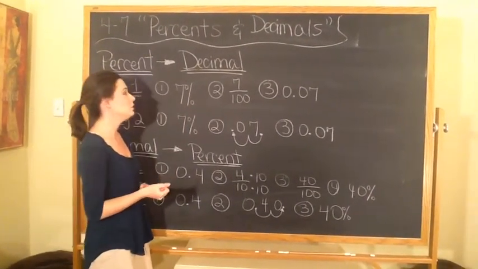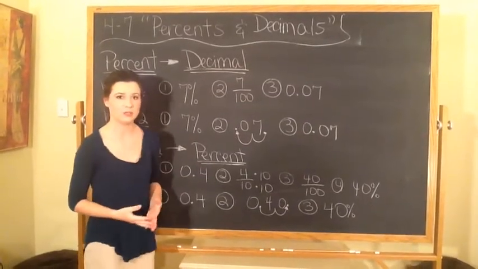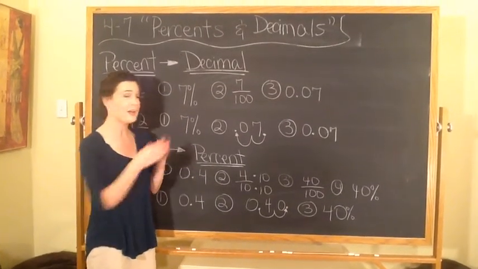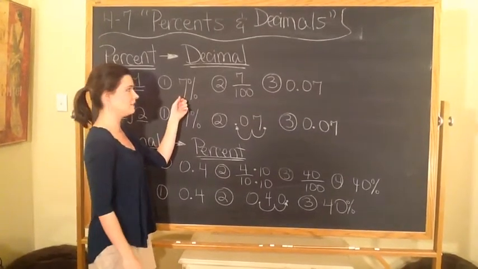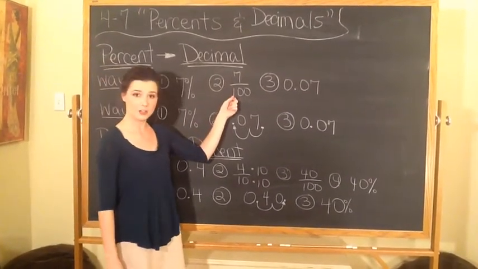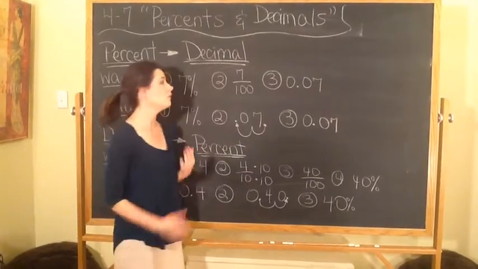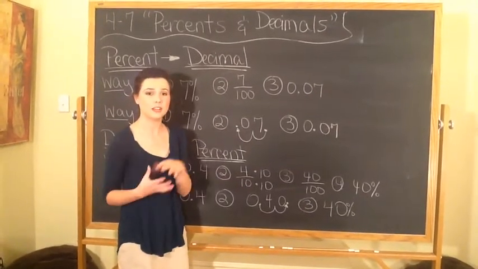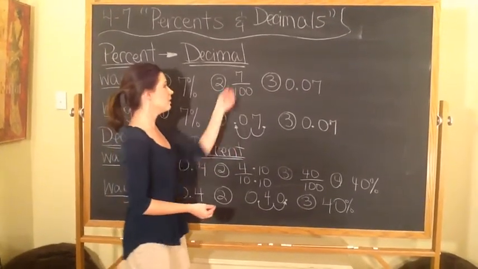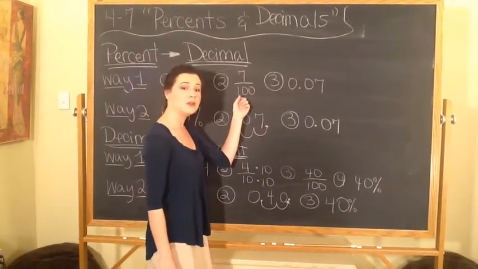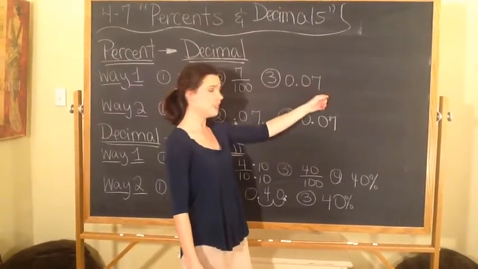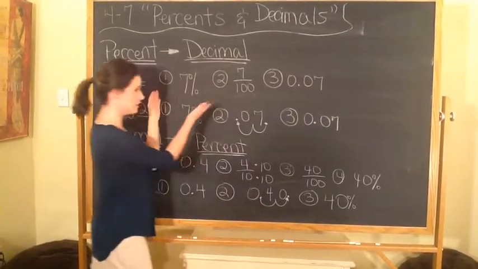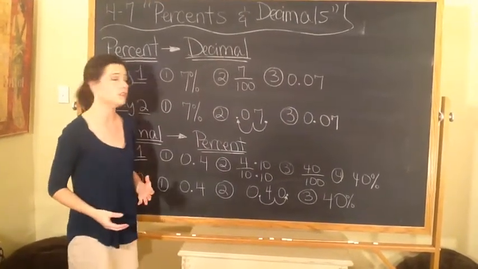So way number one, you start with your percent. Then you are going to change your percent to a fraction because you know every percent is that number over 100. So basically, 7% is now going to turn into 7 hundredths. And then you remember how we go from fractions to decimals? We read them. So 7 hundredths, and then you would go ahead and write 7 in the hundredths place. So 0.07. So that would be the first way. And it's pretty simple. It's not too difficult.